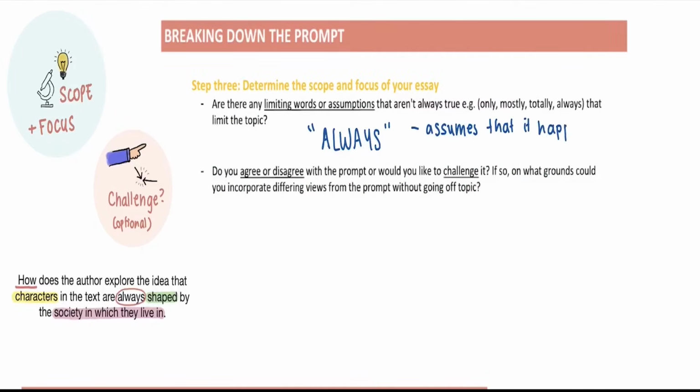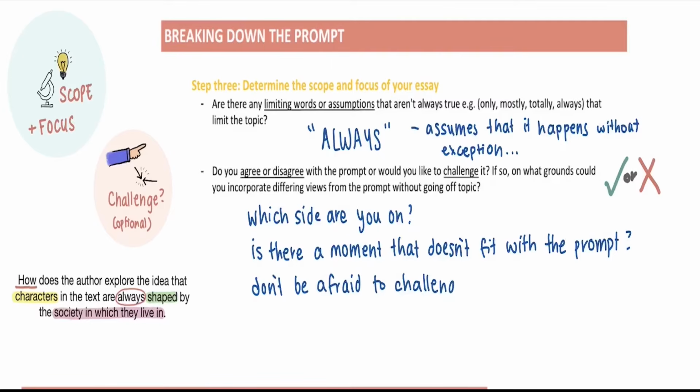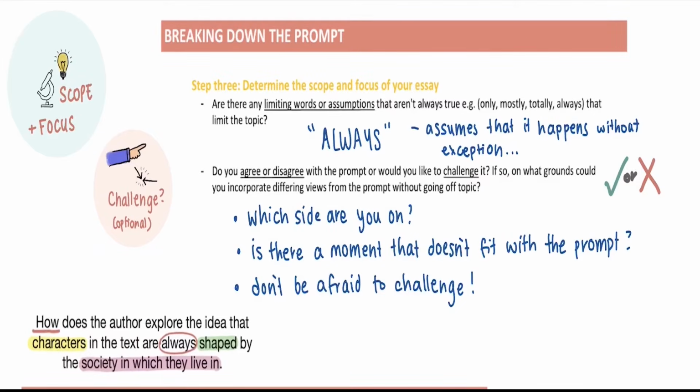Next is time to look at the scope and focus of your essay. Here, you want to find any limiting words or assumptions that aren't always true. Usually, it's a modifying word, for example, mostly, only, or always. Then you need to figure out if you agree or disagree with the topic. Remember, you can always challenge it. Don't be afraid to do this if you don't agree with the prompt.